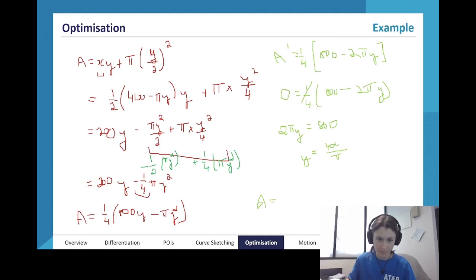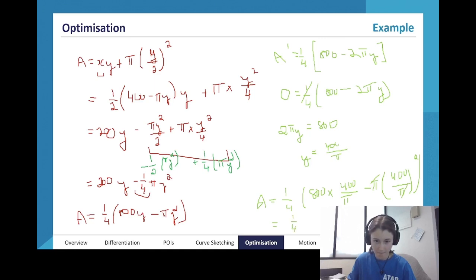So we're going to get area equals 1/4 outside of 800 times 400 on pi, take pi outside of 400 on pi squared. So now we need to simplify this. Of course, these two pi's are going to cancel out.